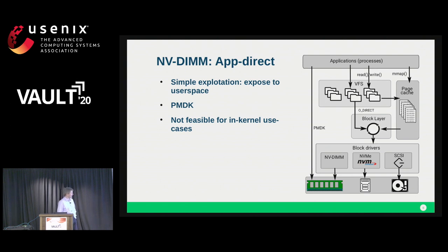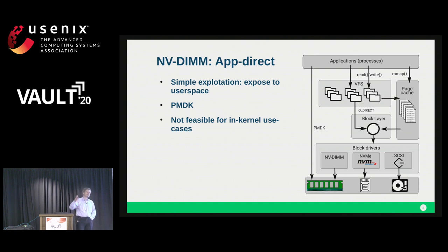So hence they added App Direct, which stands for application direct access. They said, well, okay, let's let the application access it directly. Hence there's something called PMDK, the persistent memory development kit, allowing the application to talk to the NVDIMM directly, bypassing everything. Which is okay, and obviously will give you the most performance if done correctly.